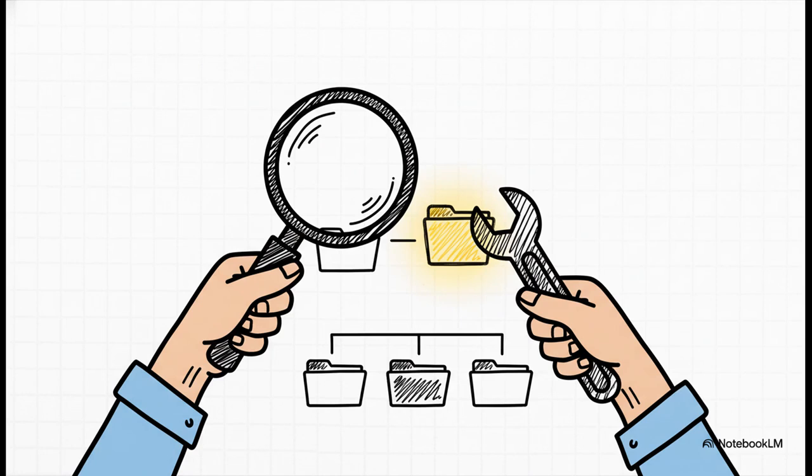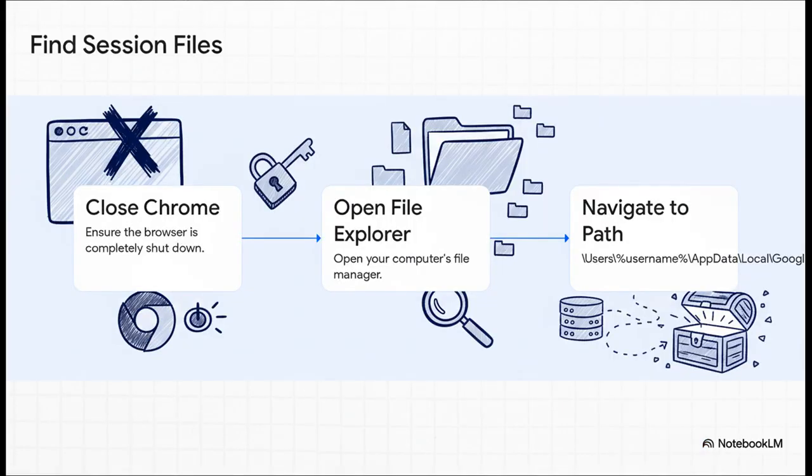Now, let's say both of those options fail. It happens. It's time to roll up our sleeves and pull out what I like to call the expert move. It sounds a little technical, but trust me, it's not that complicated, and it puts you in direct control of the situation. First things first, make absolutely sure Chrome is completely closed. Then, open up your File Explorer or Finder. You're going to need to navigate to the path you see on the screen. And don't worry about scribbling it down. We'll put the full text in the description below so you can just copy and paste it. This folder is ground zero for your Chrome sessions.